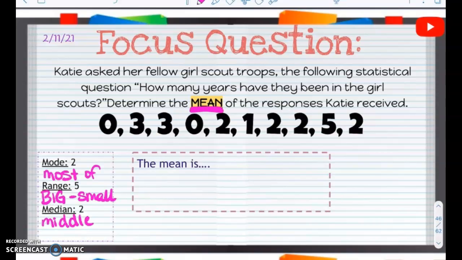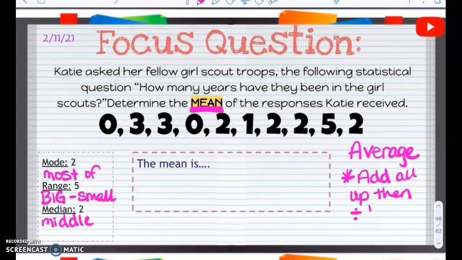The mean is a little bit mean to us because first of all, we have this as our average. And we're going to add them all up. Add all up. Then divide by the total number of numbers. All right, so let's add them up.